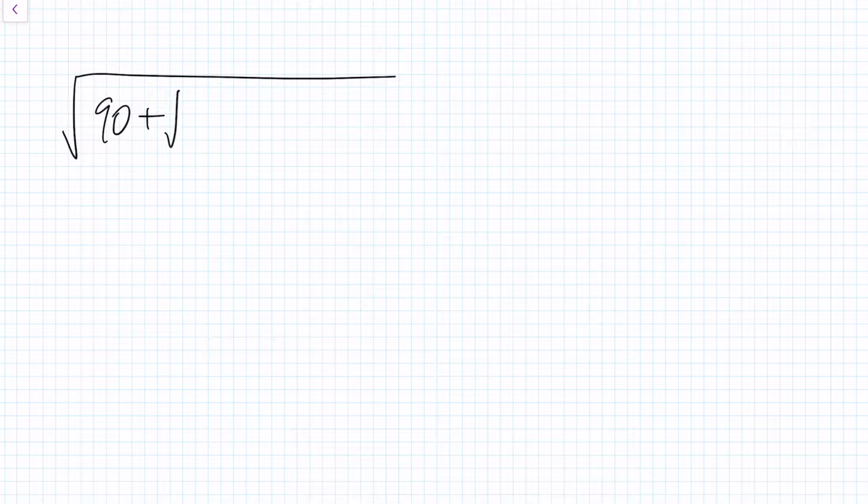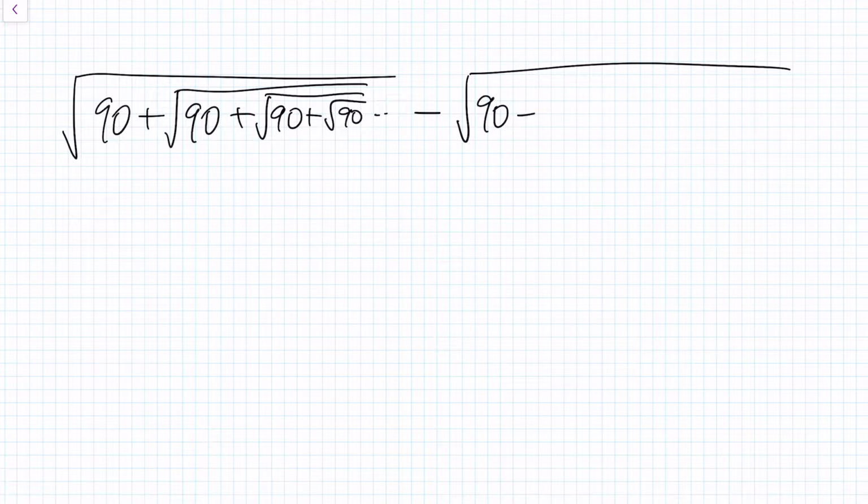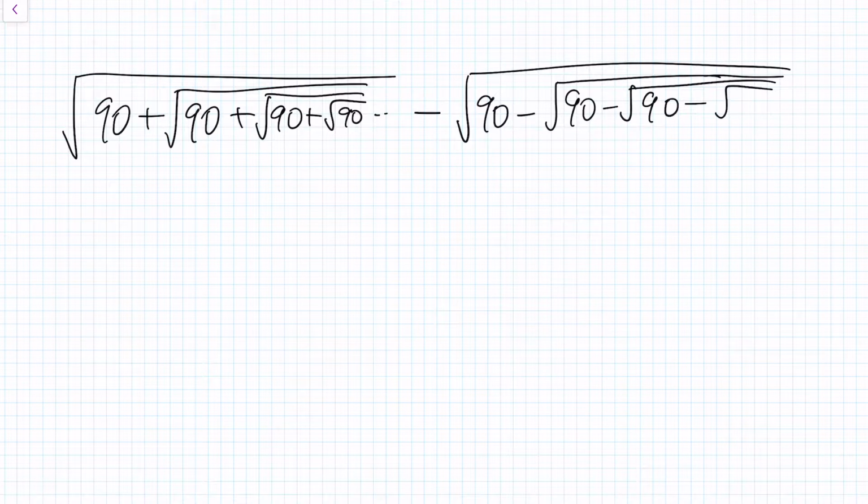Today we're going to work on an interesting question and we will try to generalize it for any real number a. So the question is, we have square root of 90 plus square root of 90 plus square root of 90 plus square root of 90. This continues indefinitely, and then we want to subtract from it another expression that is 90 minus square root of 90 minus square root of 90 minus square root of 90 minus and so on, right? And we want to know what is this subtraction equal to.